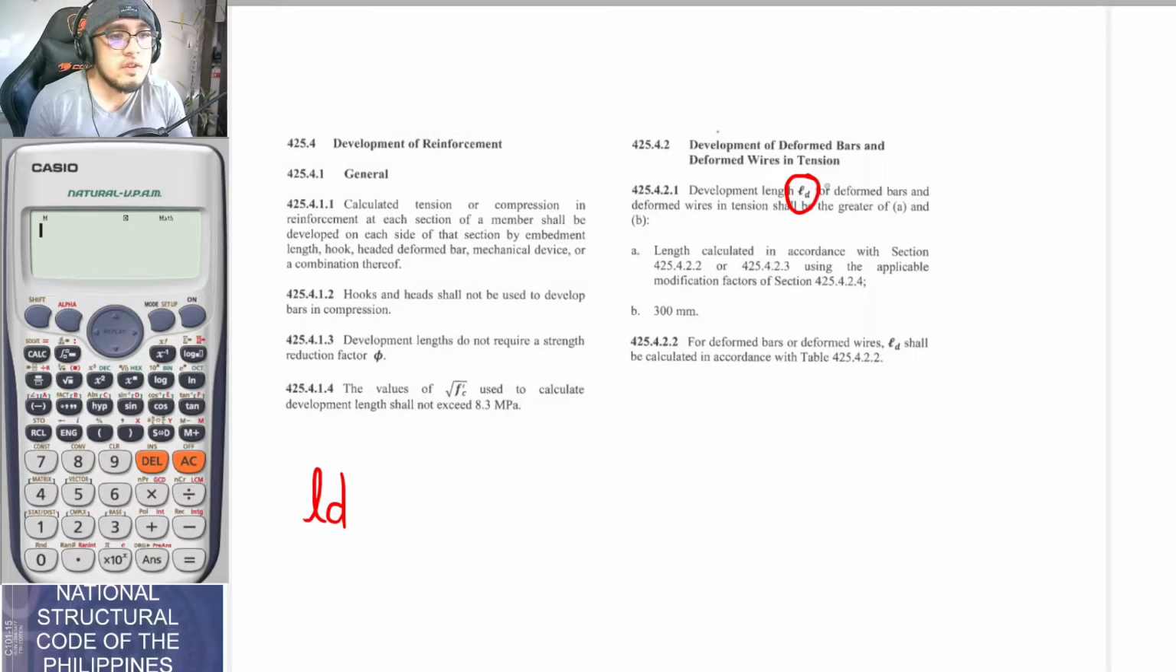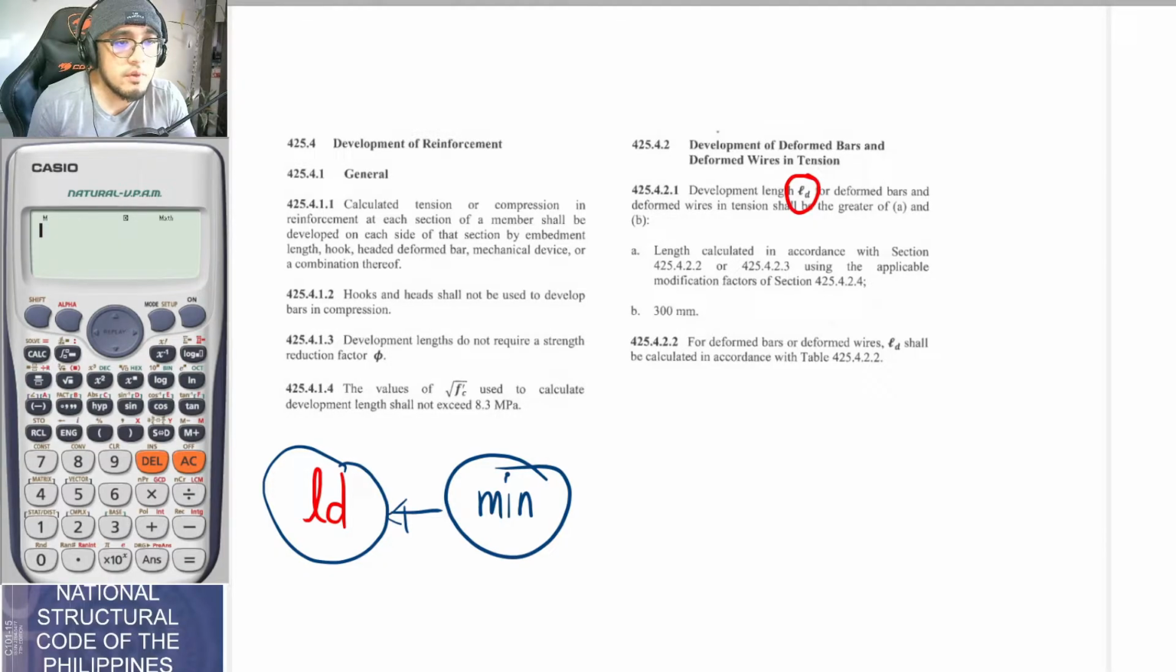So for the minimum development length, they are also formula based, and you can actually solve for them using section 425.4.2.2 or 425.4.2.3. So whichever is greater between those two and 300 mm. Oh, by the way, guys, it is indicated here "or". So let's say that you have chosen this provision, you do not need to solve for this provision any longer. Or let's say that you have chosen these formulas, you do not need to solve for this formula any longer.